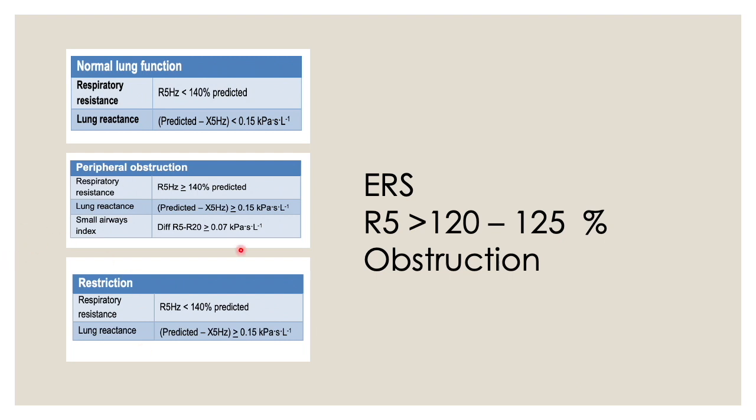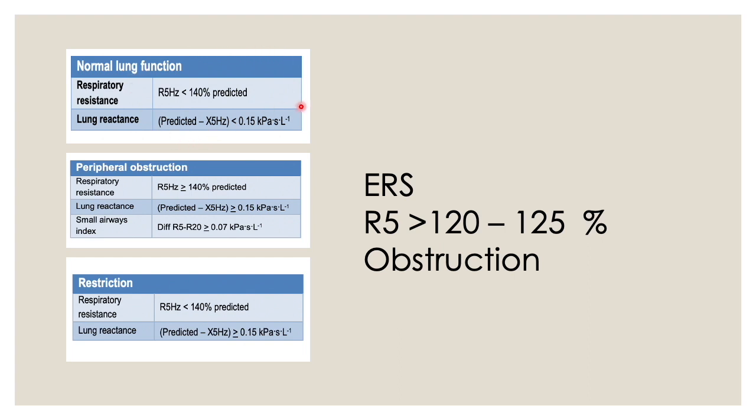Let's understand the ranges of normalcy as given. While literature is not uniform on the normal ranges, because the devices are different, their interpretation is different, and each device has a different value to be taken into consideration. Broadly, the European Respiratory Society mentions that if the measured R5 is more than 120 to 125% of the expected R5, or the predicted R5, then there is obstruction.